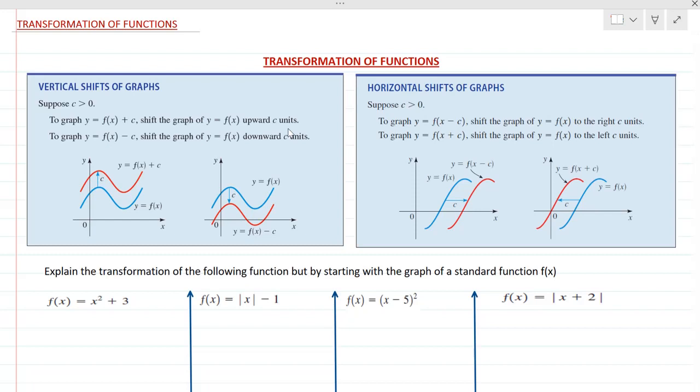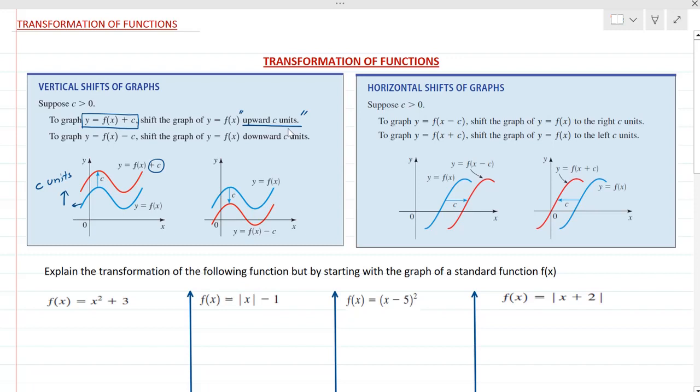So here, the transformation, whenever you find f of x plus c outside the function, the graph is moving upward. This is the example for this one. This is our original function, f of x. If you add a plus c, it goes c units up.